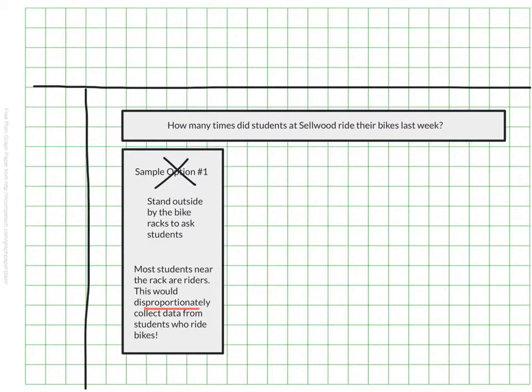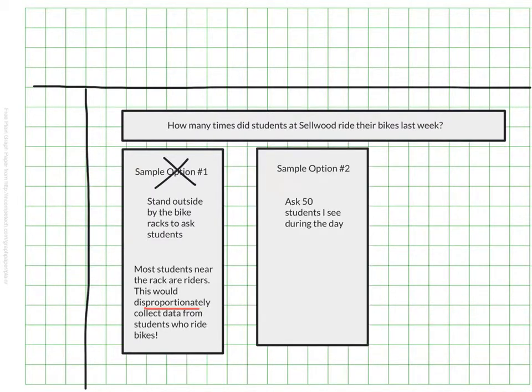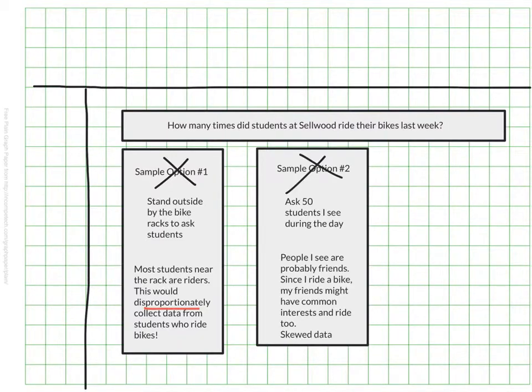That would not work. Maybe a second option could be to make a sample group of the 50 students that I see during the day, right? Out of 600 or so people, maybe if I find 50 to 100 people to ask, I could just ask them how many times they rode their bike. Well, if I'm conducting this interview and I just do the kind of students that I see during the day, if I'm a student myself, I probably end up seeing my friends. And my friends and I have probably some things in common. And if I ride a bike, they might also be bike riders. We might be friends because we ride to school together. So again, this would create some skewed data.